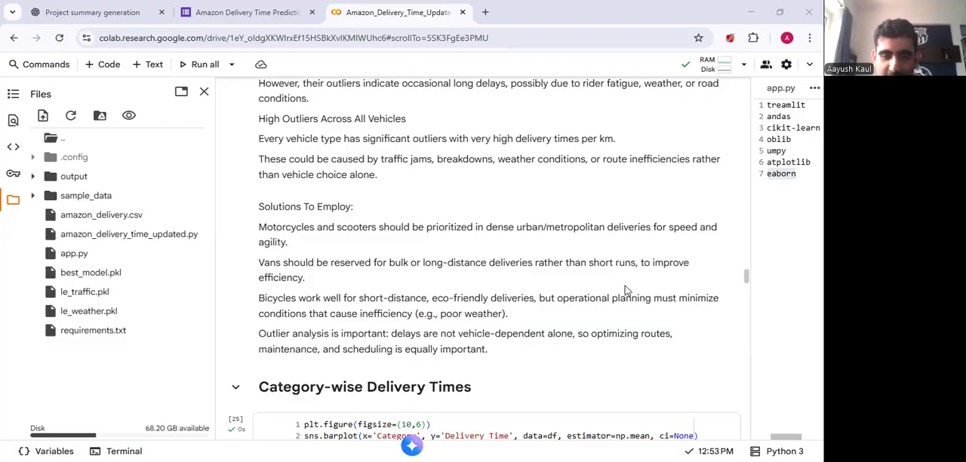Bicycles work well for short distance, eco friendly deliveries, but operation planning must minimize conditions that cause inefficiency. Outlier analysis is important. Delays are not vehicle dependent alone, so optimizing routes, maintenance, and scheduling is equally important.